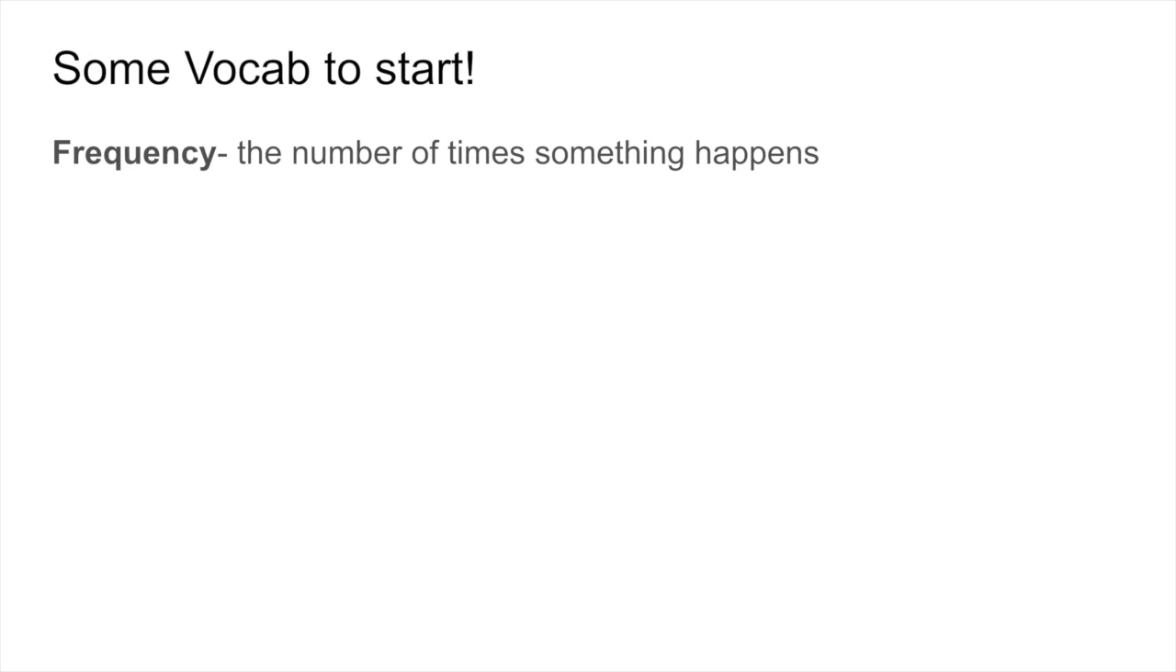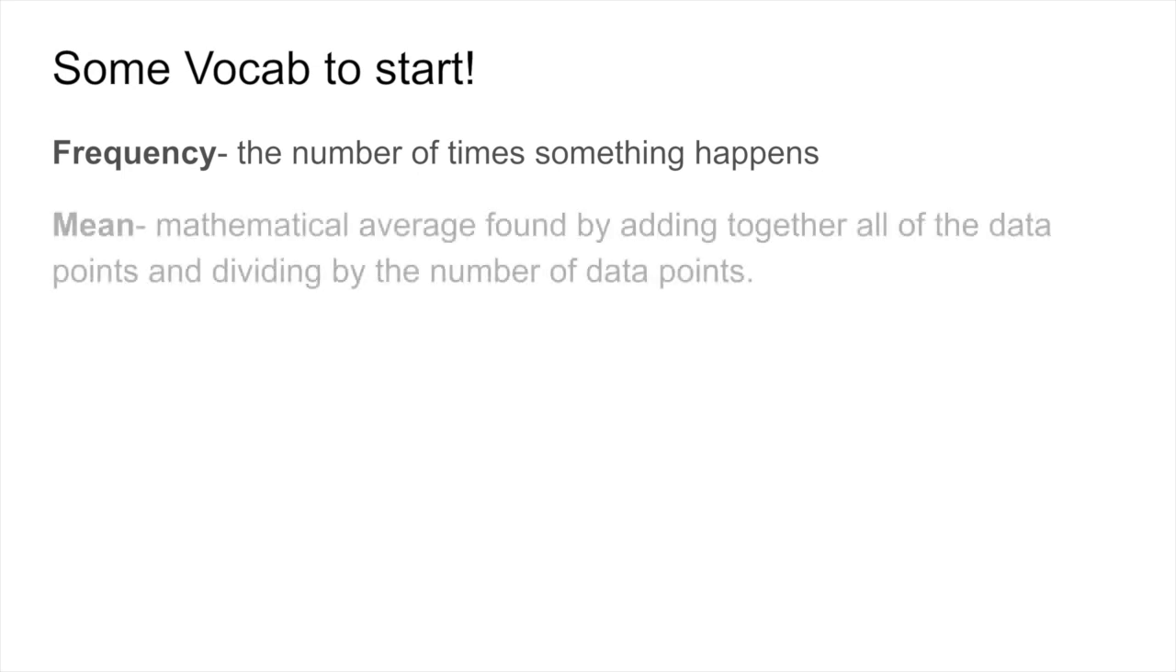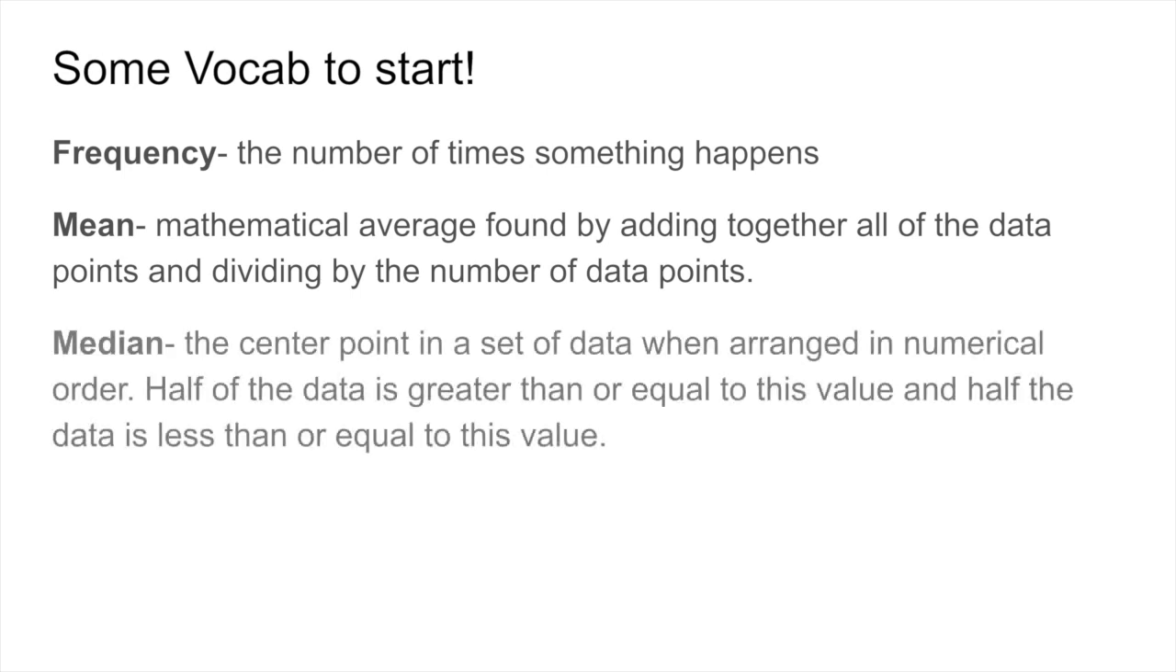So frequency represents the number of times something happens. Mean in math is an average found by adding together all of the data points and then dividing by how many data points you have. Median is a center point in your data when it's in numerical order. So that means that half of the data is greater than or equal to that amount and half of the data is less than or equal to that amount.